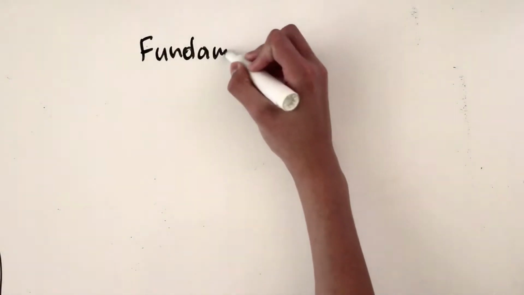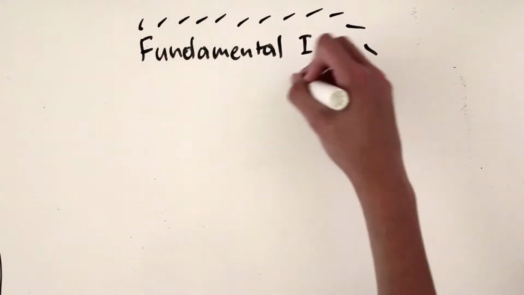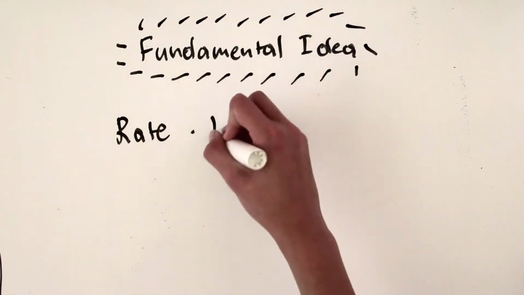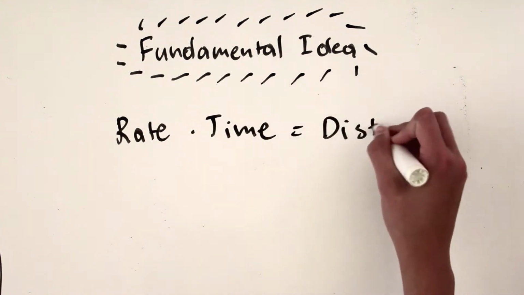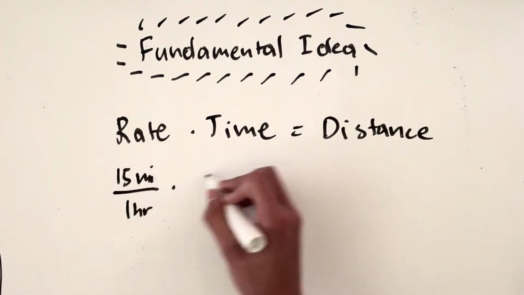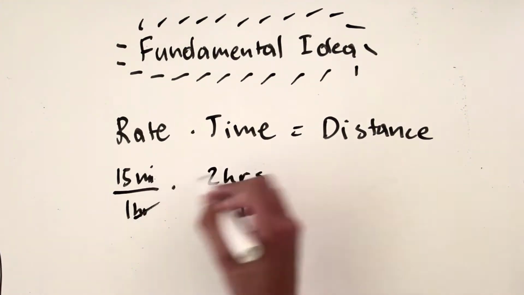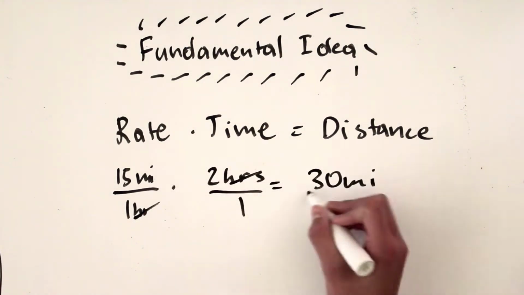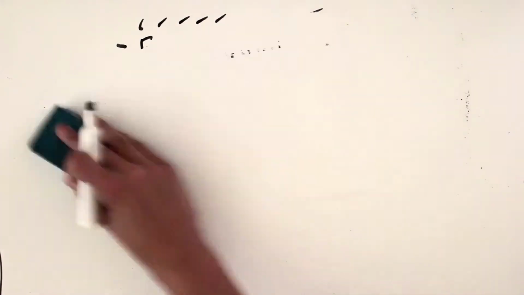Here is the fundamental idea you should all know. In all types of rate, time, and distance problems, the formula to use is rate times time equals distance. For example, 15 miles per hour times 2 hours, if you cancel, equals 30 miles. Now understand this concept because this is the basis for all of these types of problems. Check out a popular video in the description illustrating the necessity to understand this concept.